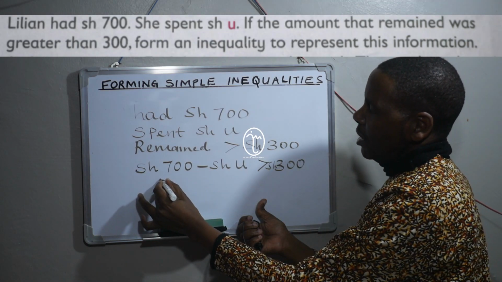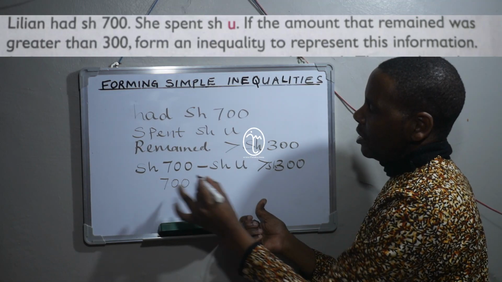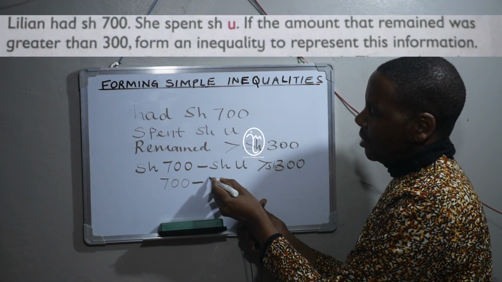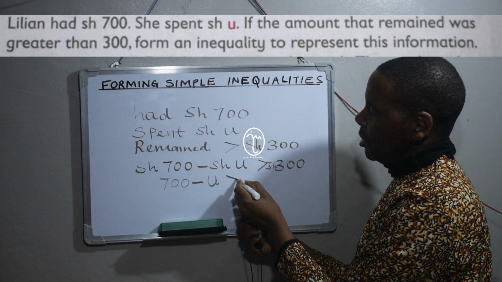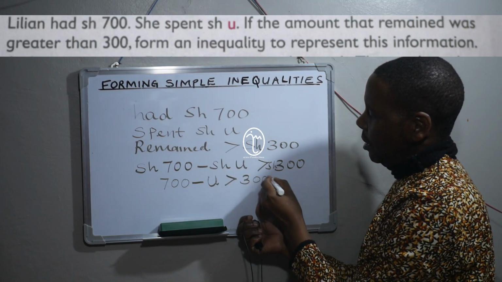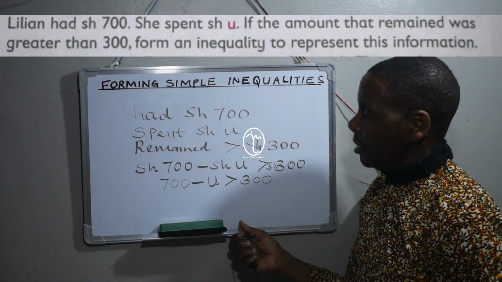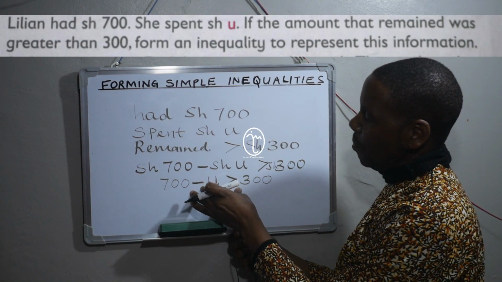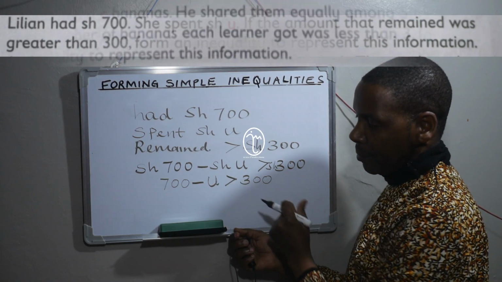So the statement will just be 700, which is the money she had, minus the one she has spent, will be greater than 300. So we are not going to solve further than that, because in this topic we are just forming the simple inequality.